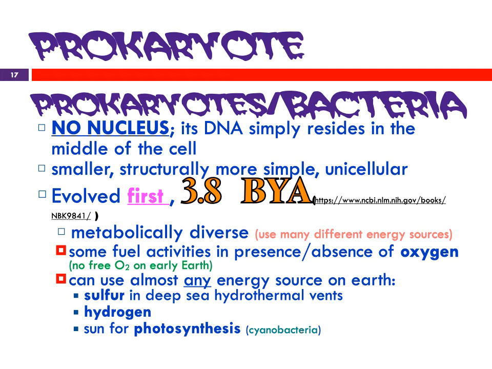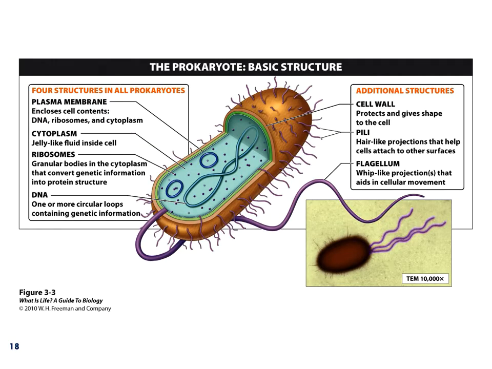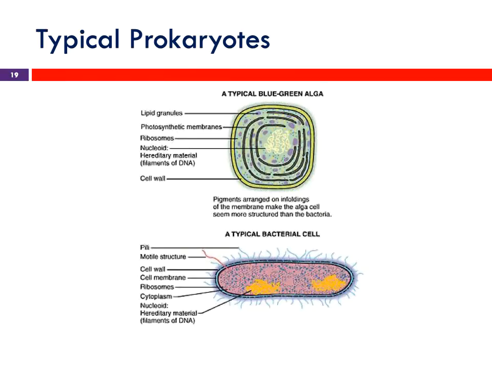They are metabolically diverse. They can use many different types of energy sources, unlike cells like us, which have to use glucose. Some can live without oxygen. Some use sulfur, like in the deep sea hydrothermal vents. Some use hydrogen, and they also invented photosynthesis, and that's a type of bacteria called cyanobacteria. There's a picture. They're simple. Some of them have tails called flagella, and they use that to move around.